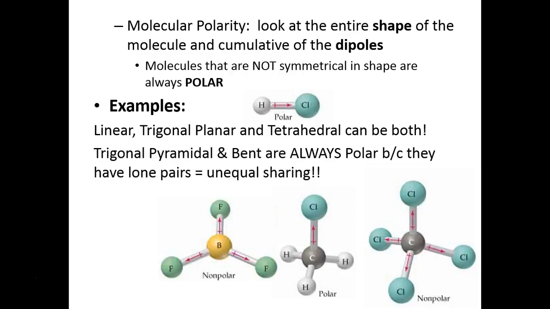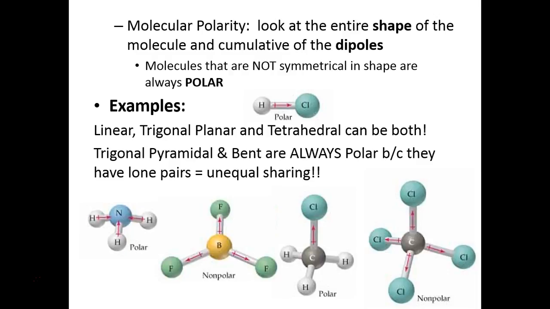Trigonal pyramid and bent molecules, there are 2 bents, but both of them follow this. Those always end up being polar because those are always asymmetrical because of the electron pairs that exist on them. And so if it's bent or trigonal pyramidal, it is always, always polar. Linear, trigonal planar, and tetrahedral, you have to work out for yourself whether they're symmetrical or not by looking at the atoms that are around the central atom, and that's how that will work.